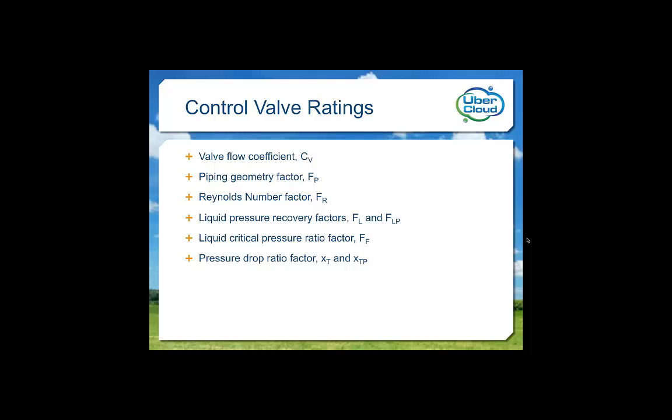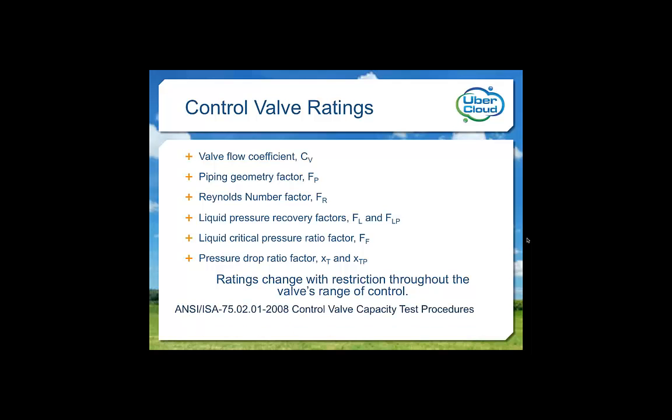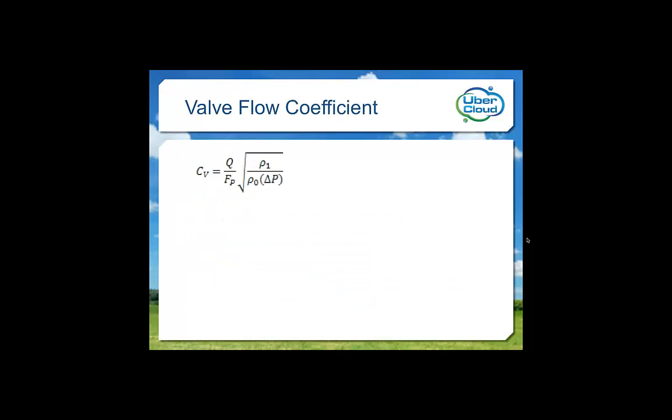For compressible flow, the pressure drop ratio factors X sub T and X sub TP are required to deal with choked flow sizing. And of course, ratings change with restriction throughout the valve's range of control. To measure these ratings, we use standard procedures. For valve sizing and control system modeling, the C sub V of the valve can be computed based on the system inputs and the parameter needed to be controlled. The valve can then be instructed to change its restriction to provide the required C sub V.